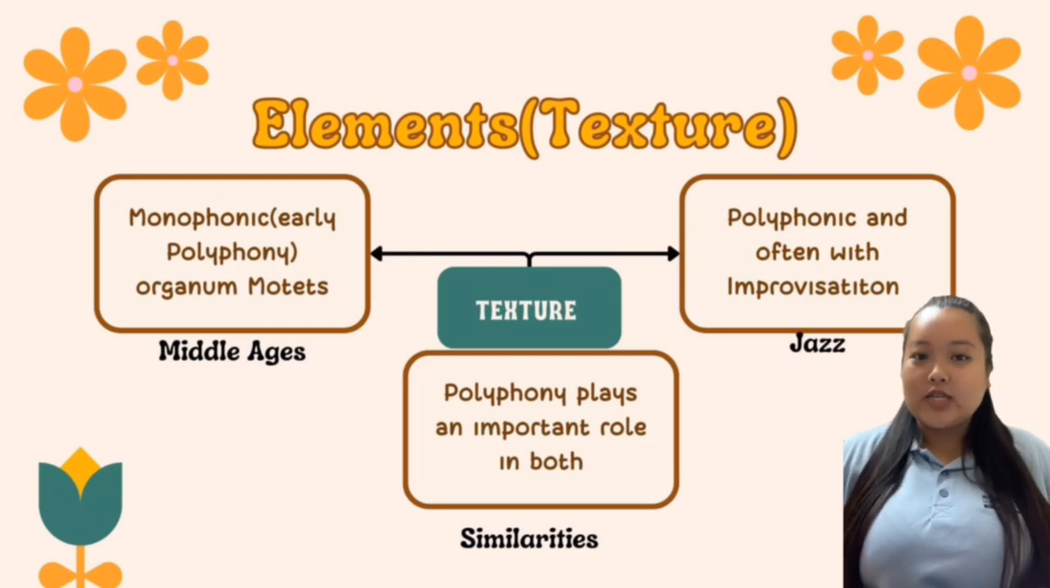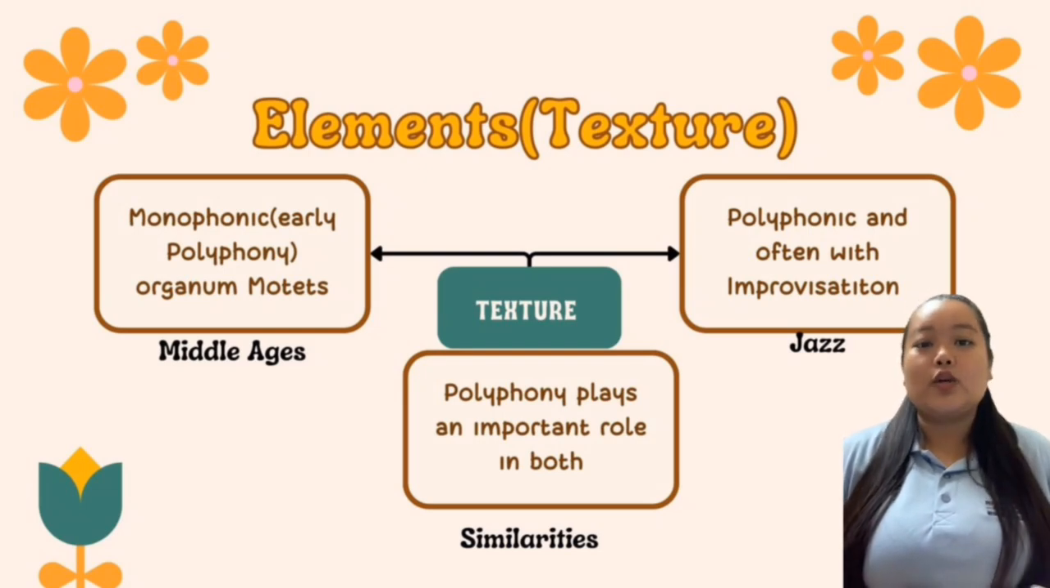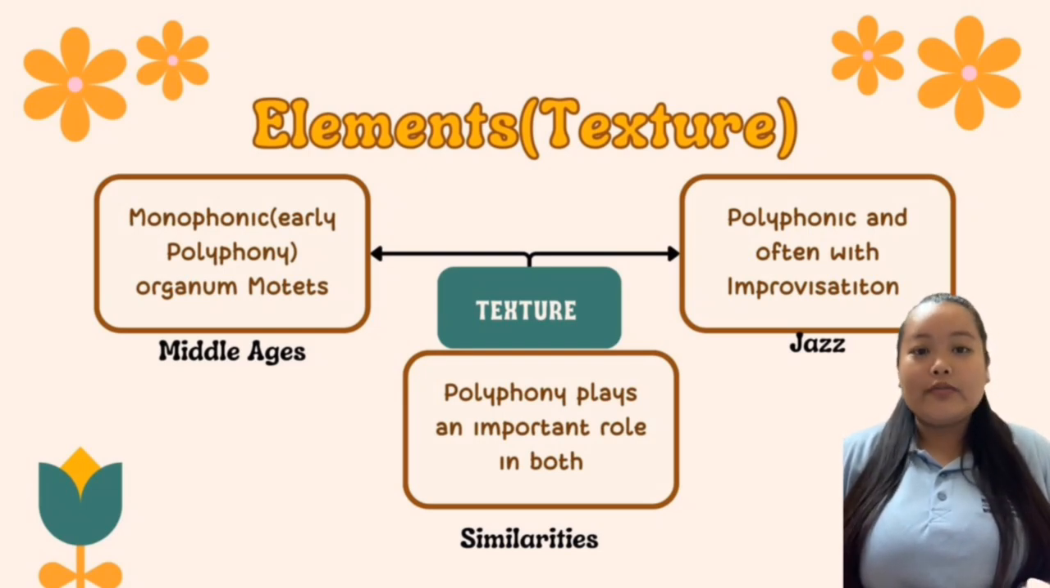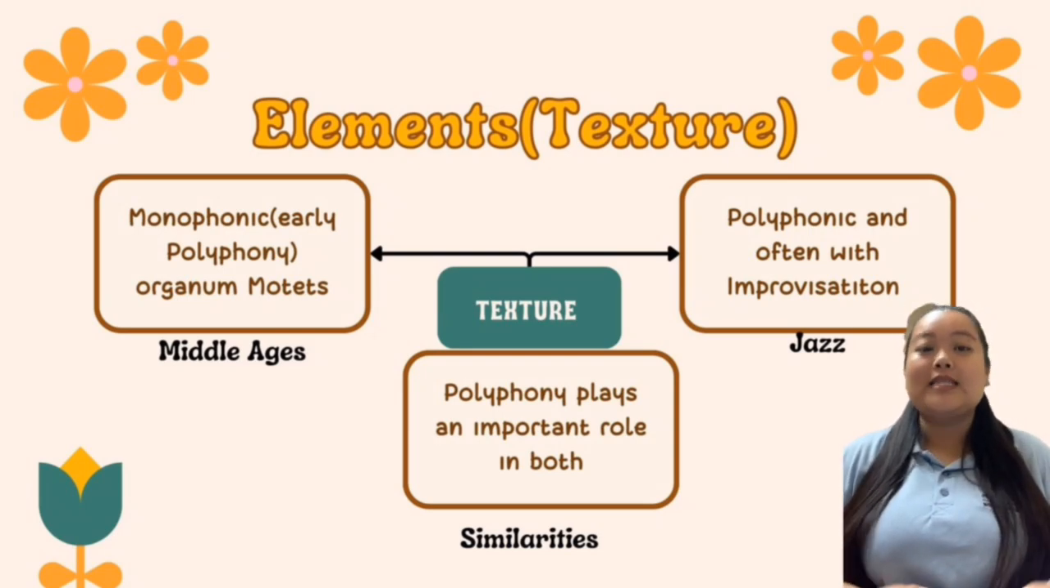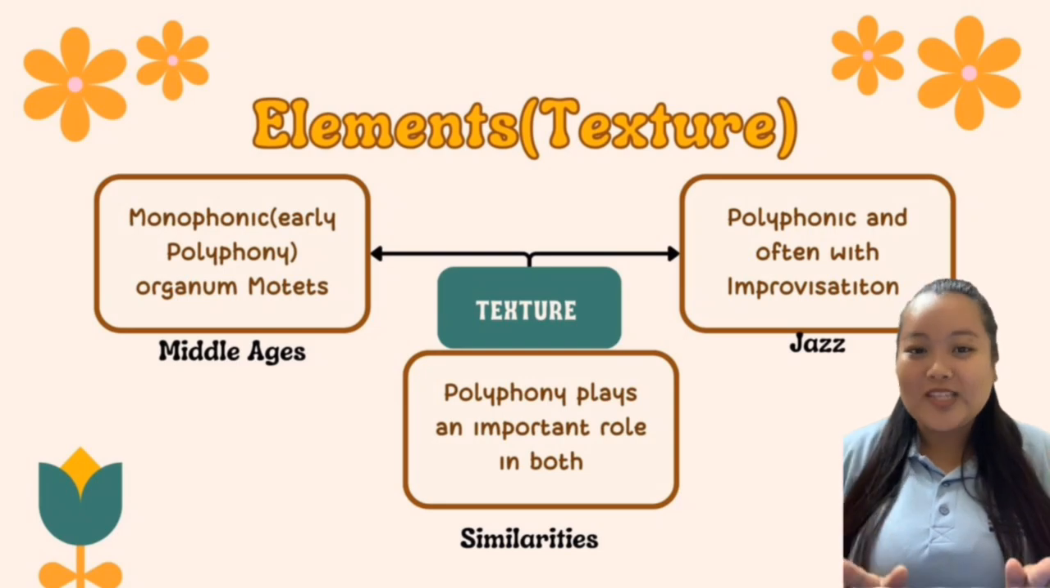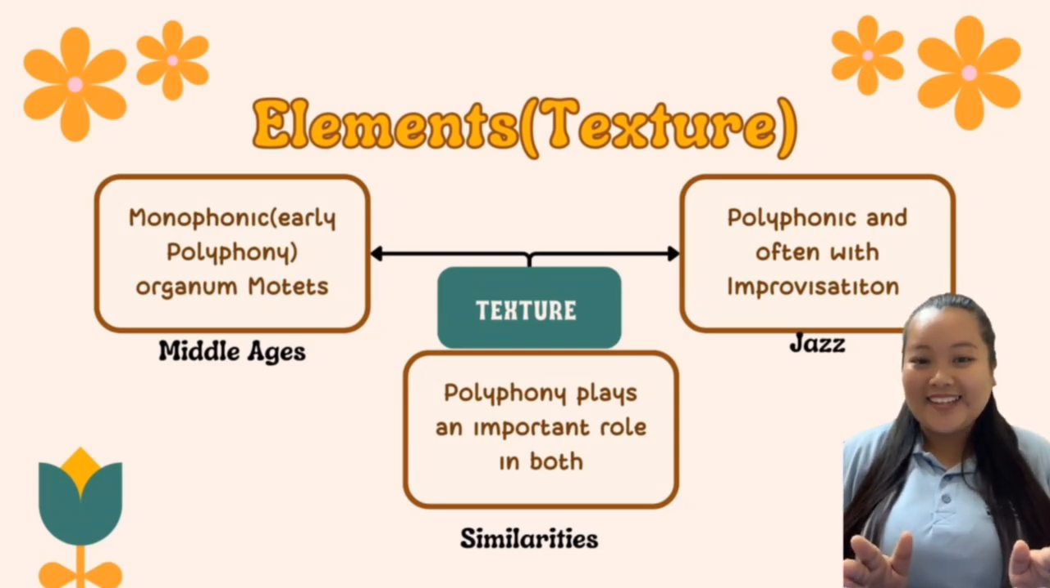In the Middle Ages, music used monophonic texture and the early form of polyphony, such as organum and motet. Meanwhile, jazz music used polyphonic texture, often with improvisation. However, the similarity between the two is that polyphony plays an important role in both styles.